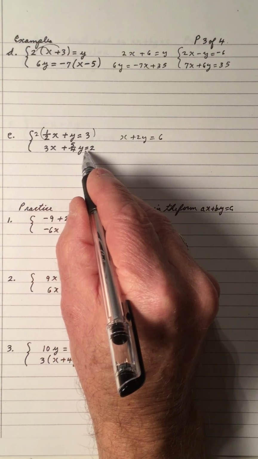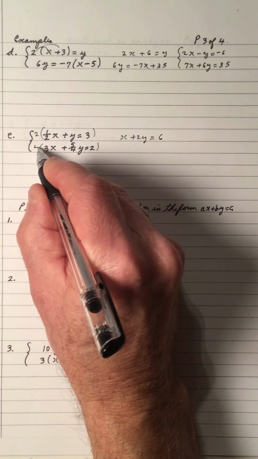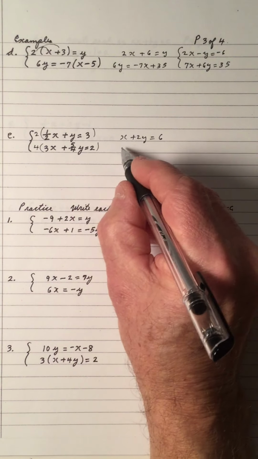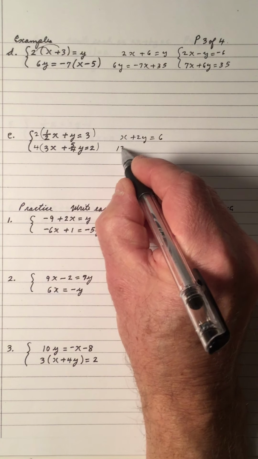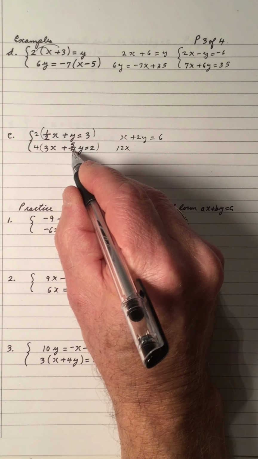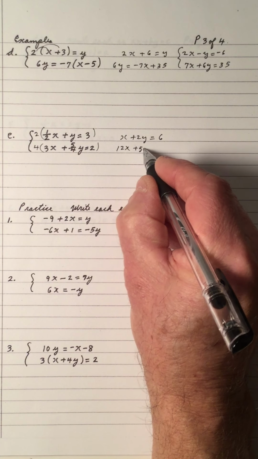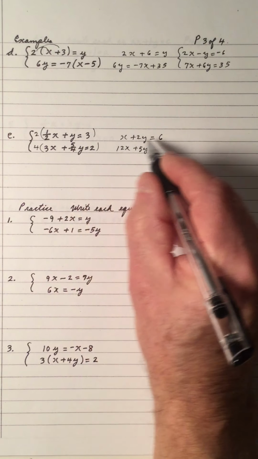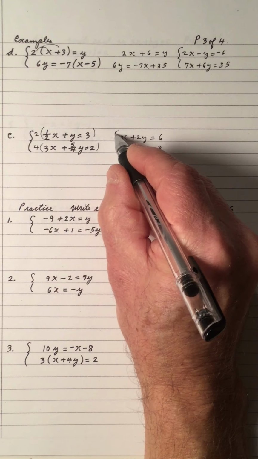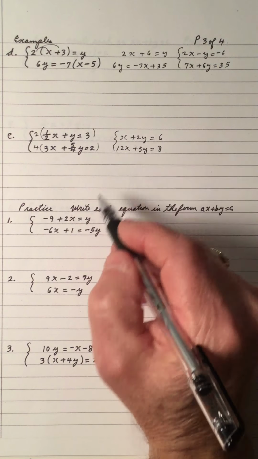The LCD for this equation is 4. So we multiply the whole equation by 4. So 4 times 3 is 12x. 4 times 5 over 4, the 4s cancel, I get a 5y. And 4 times 2 is 8. So there are the two new equations in the ax plus by equals c form.